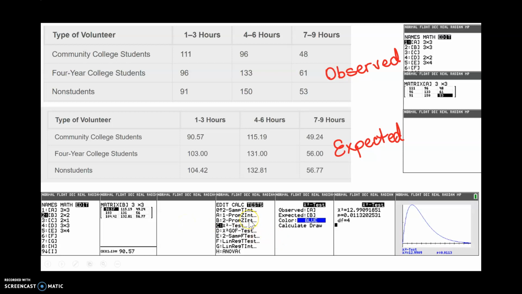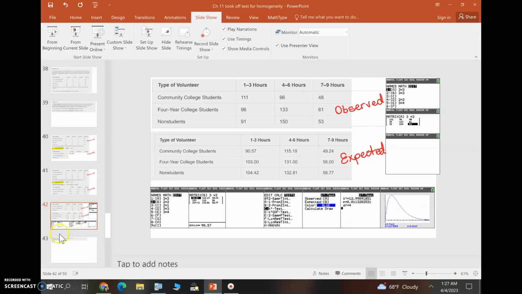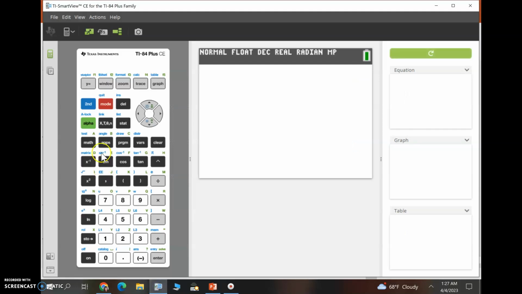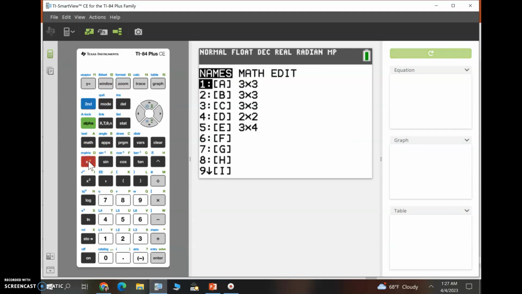Okay, so now I'm going to go to statistics, not distribution, not like what we did last time. I'm going to go to statistics, and I'm going to arrow over to tests. It's the same place that we've got like our 1 prop Z and that kind of stuff. I'm going to go down to the chi-squared test right here. All right, and when I do that, for observed, I'm going to tell it matrix A. Okay, so here's how I tell it matrix A. So I'm going to go back to matrix, and I'm going to stay right here on names, and I'm going to choose A and hit enter.